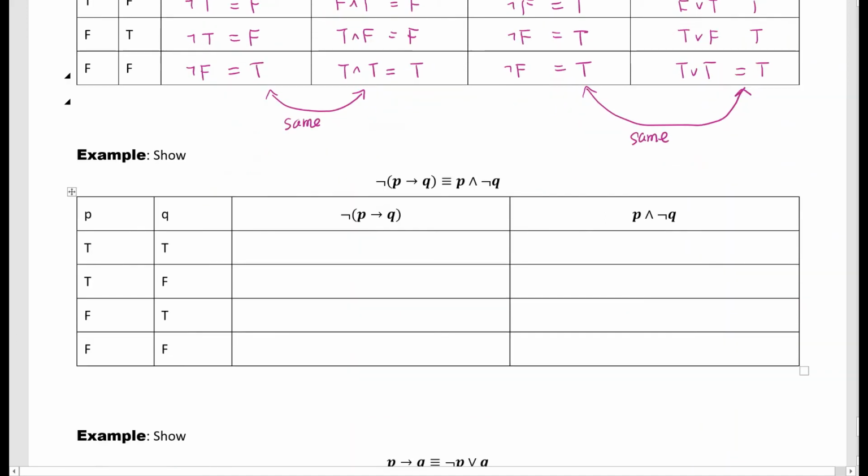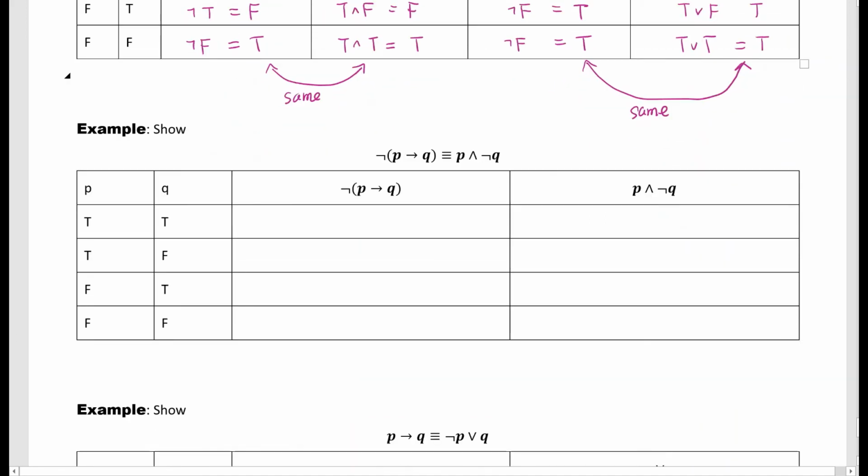Okay. So let's continue. So I hope you can stop the video here and try to practice. Okay. So practice this.